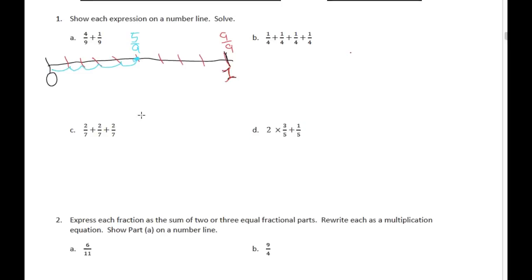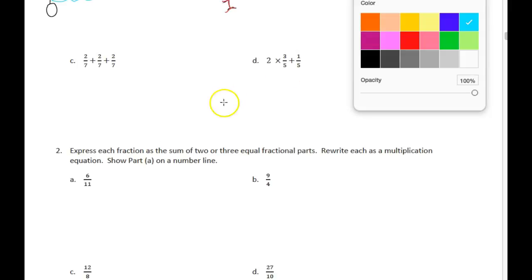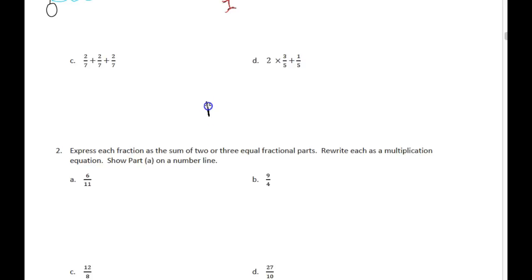Let's take a look at the next one. I'm going to go ahead and do D. We'll make our number line again, and we start at 0. We continue on, and we'll say here's 1. It looks like we need to break it into 5 equal places, right? So I'm going to make 4 lines because this is my 5th line. 1, 2, 3, 4. Now we have 5 equal places.